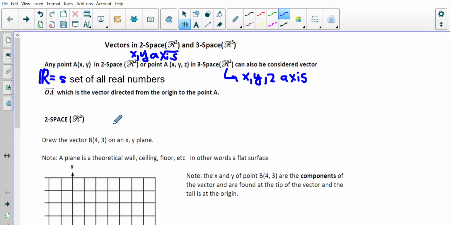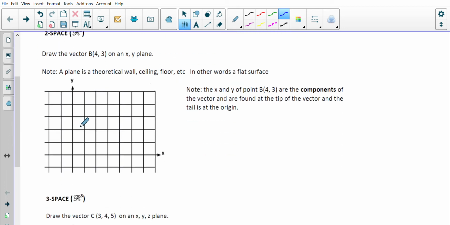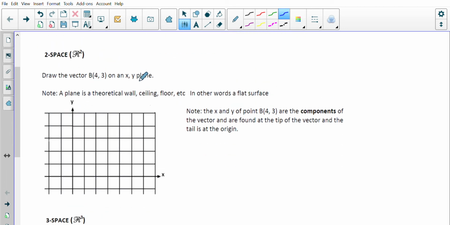Now, we've dealt with two space probably since you were in grade 9 or grade 8 or grade 7. So if I draw the vector 4, 3 on what's called the xy plane, and note, a plane is a theoretical wall, ceiling, floor, in other words, a flat surface. When I draw the vector 4, 3, the beginning is always at the origin. Then we move over 4 to the right on the x-axis, because x comes first, and then 3 up on the y-axis. And so our finish is at the point 4, 3.